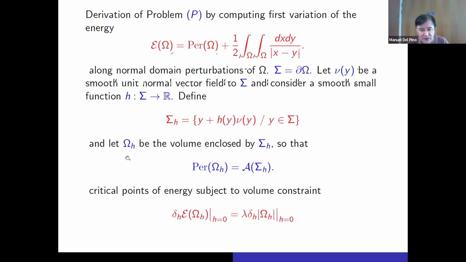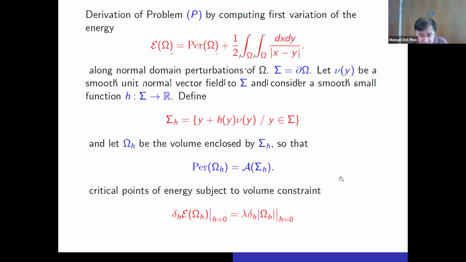And I consider omega h, the volume, the three-dimensional region enclosed by sigma h. So in this case, the perimeter of omega h is by definition the area of sigma h. Sigma h is the boundary of omega h.